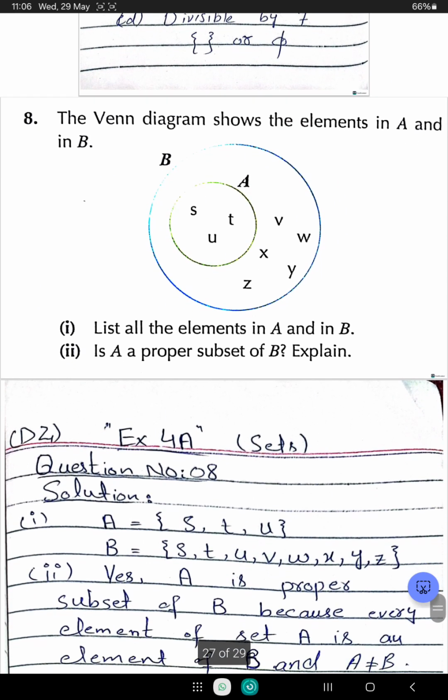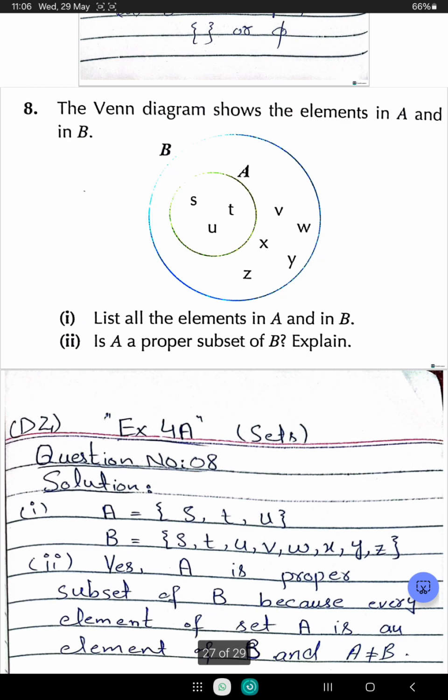Question number 8. The Venn diagram shows the elements in A and in B. Set A contains the elements S, T, U, and set B contains the elements S, U, T, V, X, W, Y, and Z. First part is: list all the elements in set A and in set B.